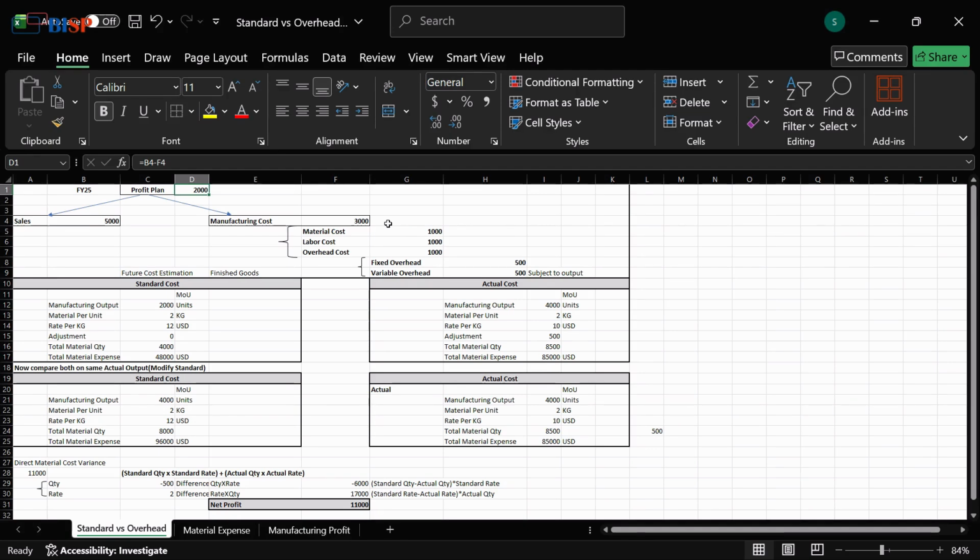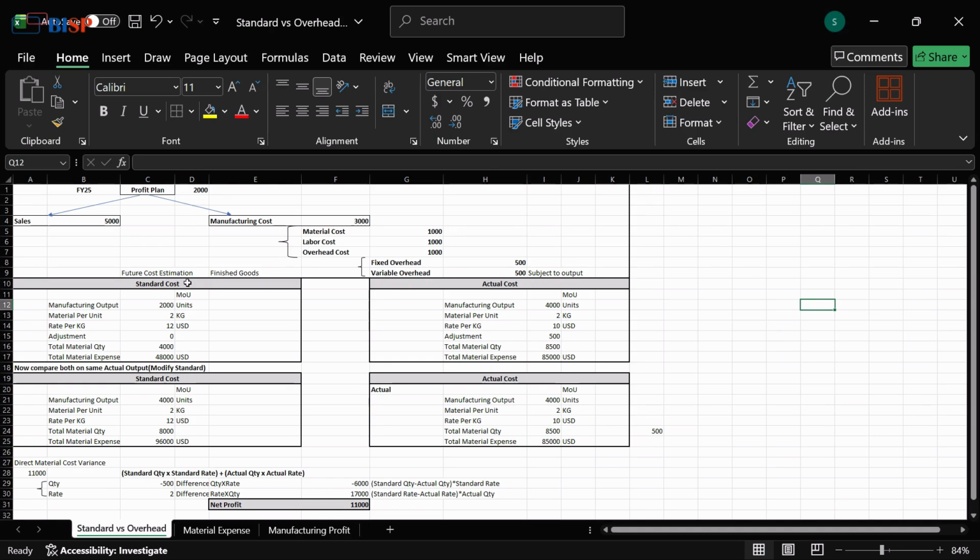Let's understand the business flow first. The company has a sales value of 5,000. From that sales amount, manufacturing cost, which is 3,000, is deducted to calculate the final manufacturing profit. Now, the manufacturing cost itself is divided into three major components: material cost 1,000, labor cost 1,000, and overhead cost 1,000. And overhead is further divided into fixed overhead 500 and variable overhead 500, which is subject to output. So this gives us a complete manufacturing costing structure.